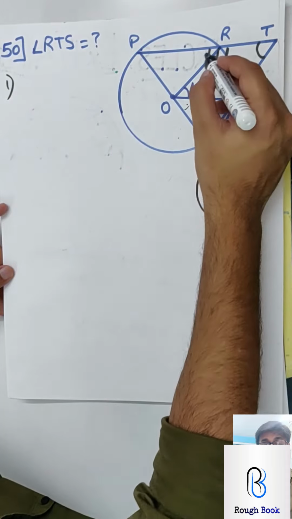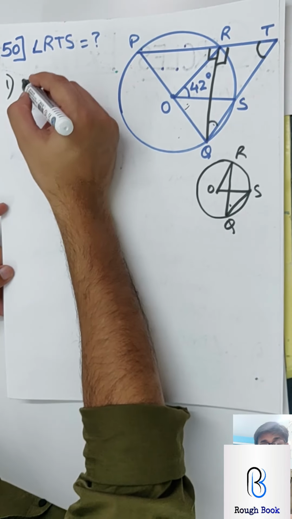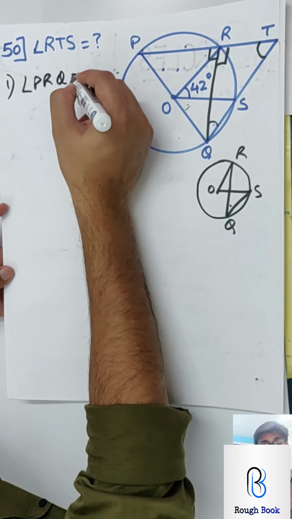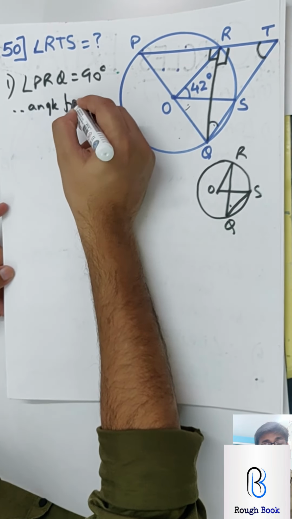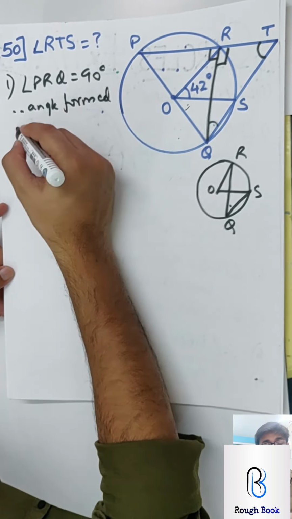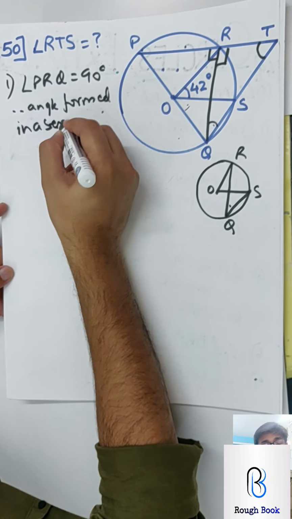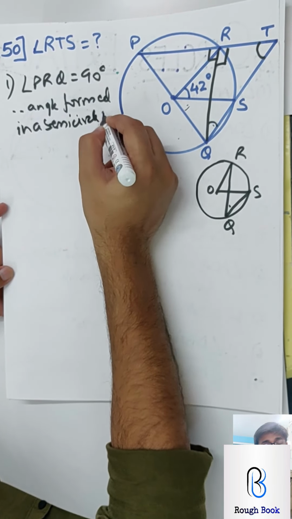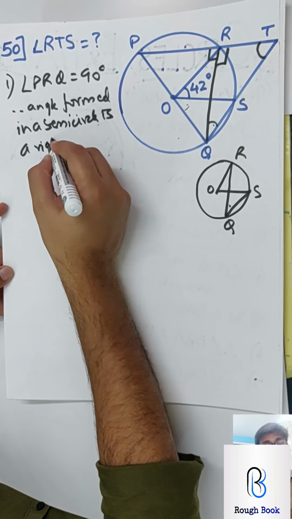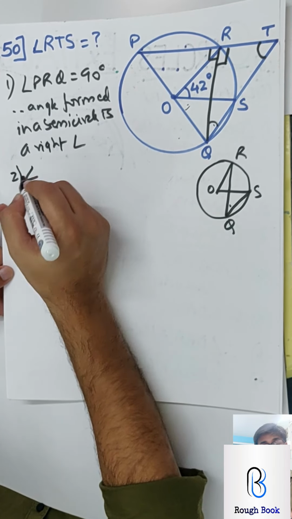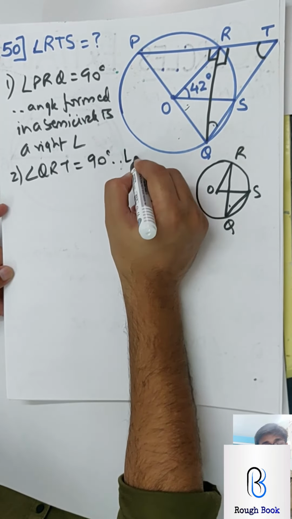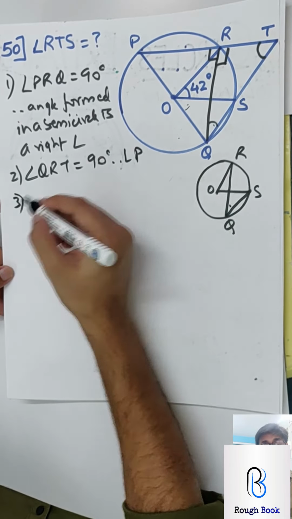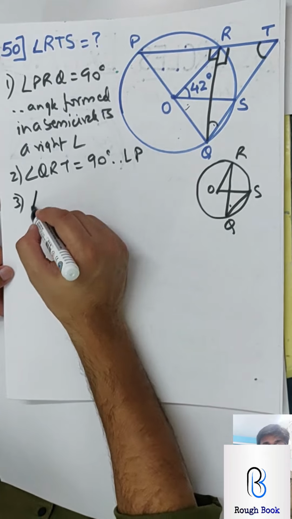So number 1, I'm trying to say this is 90. So I will say angle PRQ equals 90 degrees. Reason, angle formed in a semicircle is a right angle. So we got the first one, and then we will say angle QRT also 90, linear pair. You don't need to write anything else. It is understood that this is 90, this also is 90.